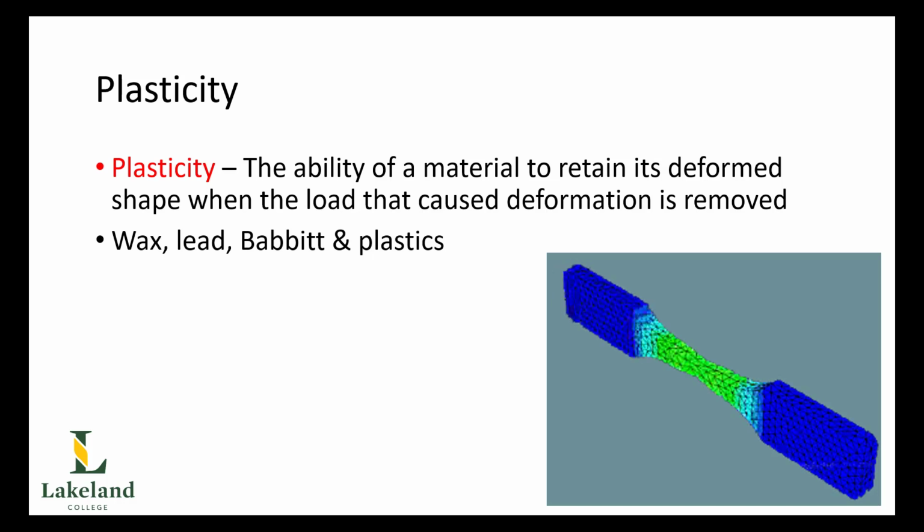You move that with your fingers into a different shape, you take your hands away, and it stays in that shape. So once again, any material that is fairly soft, like wax or even lead, babbitt, also known as white metal, and also our plastics as well. These are all classic examples of materials that exhibit plasticity.